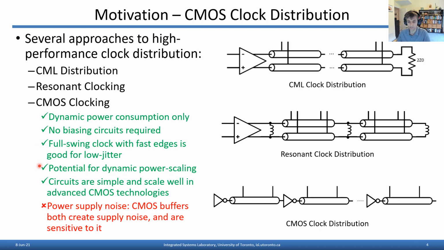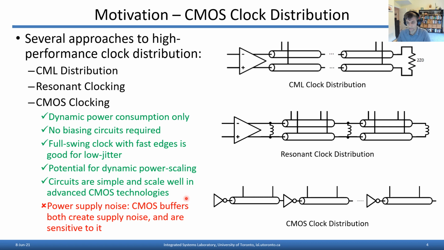They also offer the potential for dynamic power scaling. Inverters are broadband, they can be used for any clock frequency, and as clock frequency comes down, power consumption decreases proportionally. So these can be very power efficient when you have to operate the clock distribution over a wide range of frequencies where resonant clocking fails. The circuits are very simple, and we know they're going to scale well in advanced CMOS technologies because the CMOS inverter is, of course, ubiquitous in digital logic and memory.